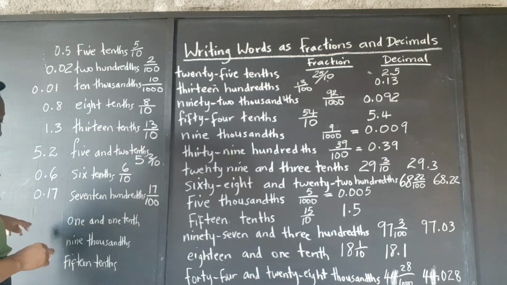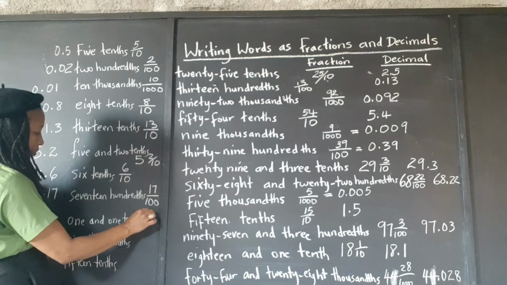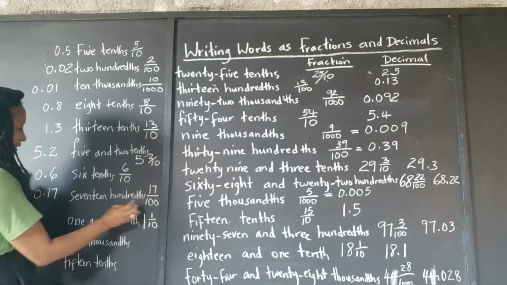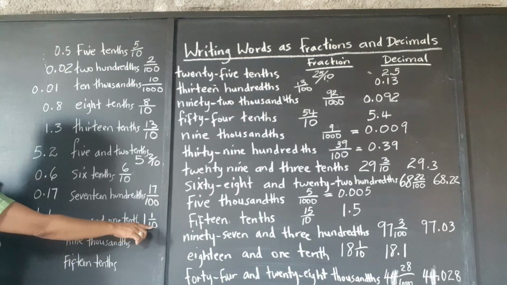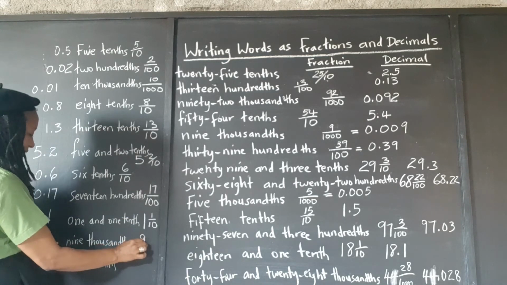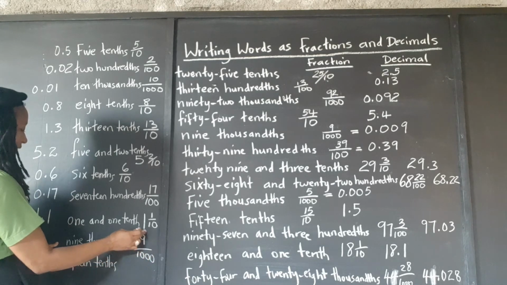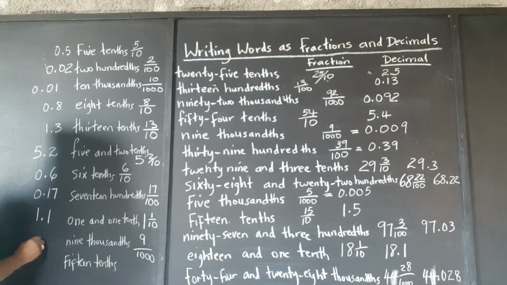17 hundredths. 1 and 1/10. 1 is the whole number. 1/10. So we just need one place to the left. The 1 is the whole number and the 1 is in the 10th place. 9 thousandths. 3 places. 1, 2, 3. So we need 2 placeholders in front of the 9. And a placeholder in the whole number.